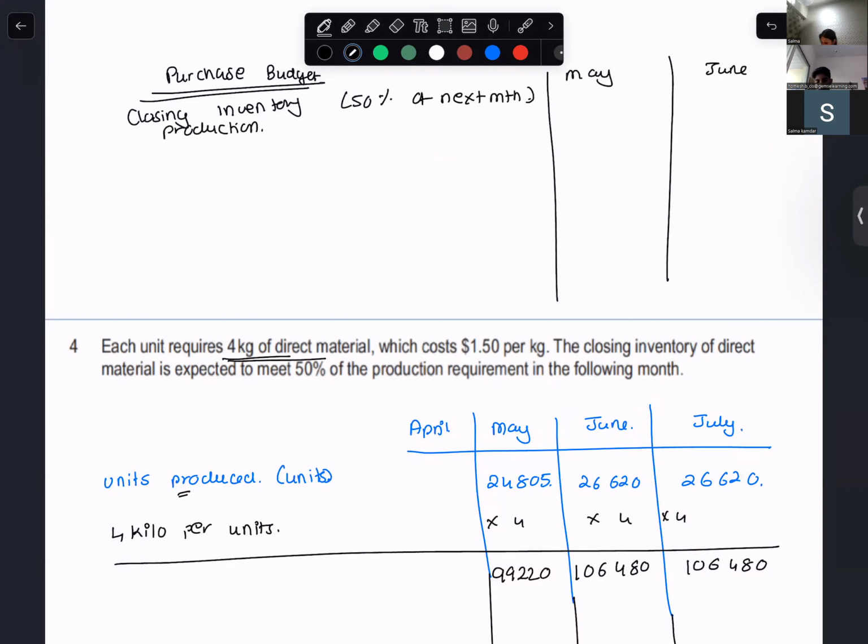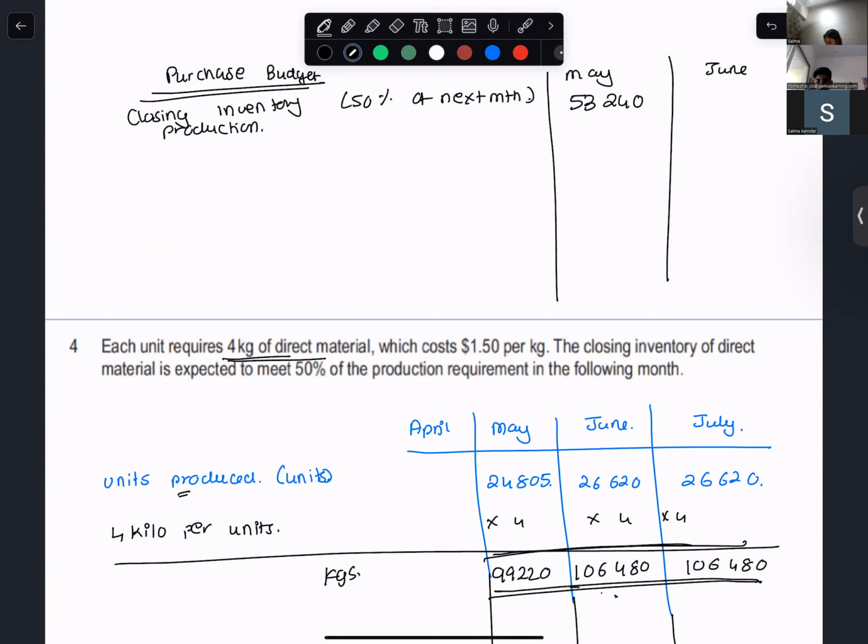So closing inventory for May would be how much? 13,310. How? It will be 26,620 divided by 2. This is the production in kgs. It will be 53,240, so it would be 50% of 106,480. So that is 53,240.